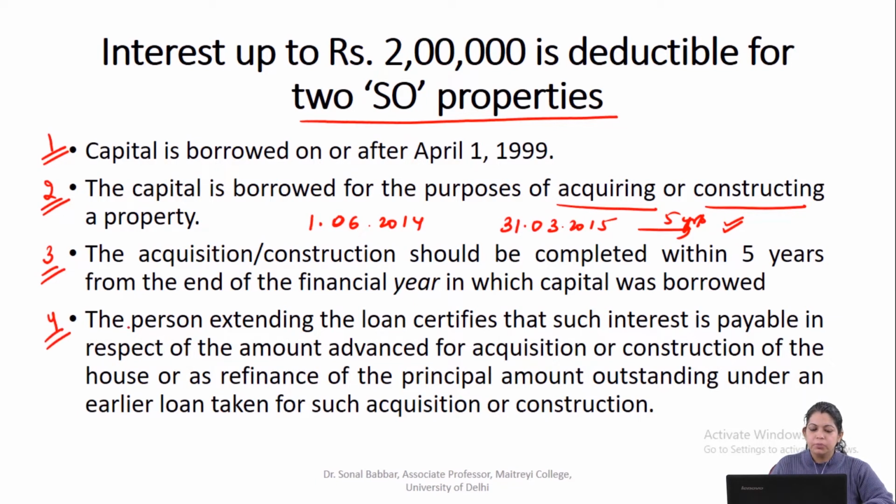Condition number 4. The person extending the loan certifies that such interest is payable in respect of the amount advanced for acquisition or construction of the house, or as refinance of the principal amount outstanding under an earlier loan taken for such acquisition or construction. So we need a certificate from the lender.